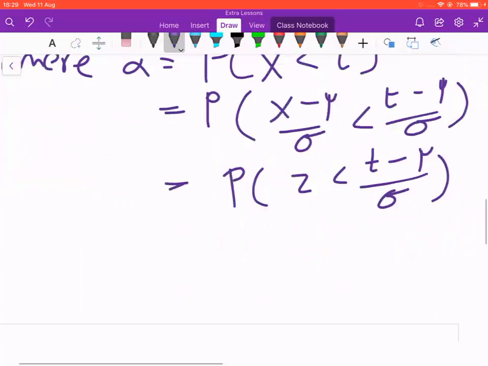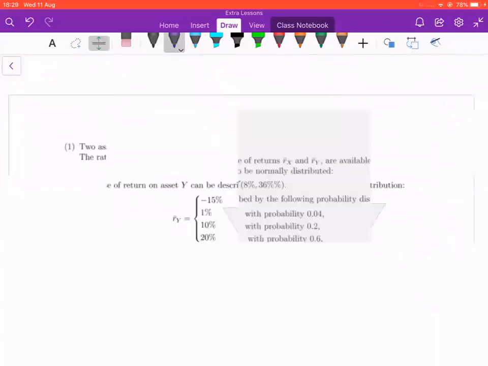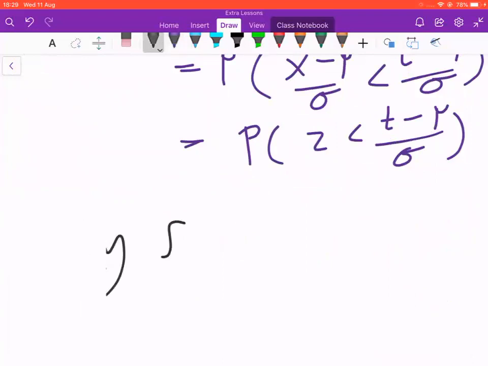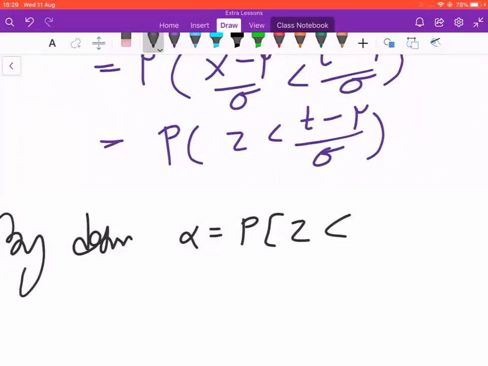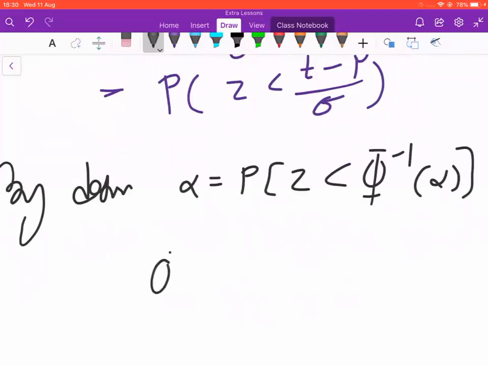So there is another important thing. By definition, z is going to be less than the inverse of the standard normal function. And if this is the case, you can write this.